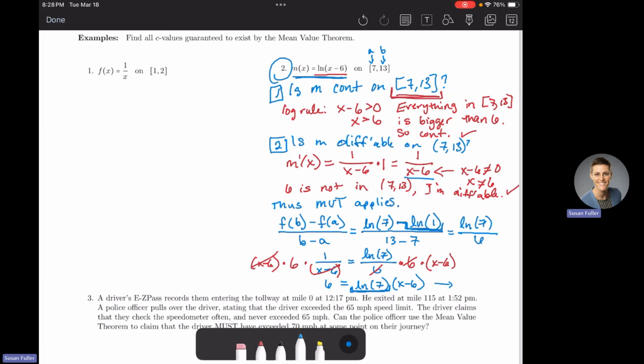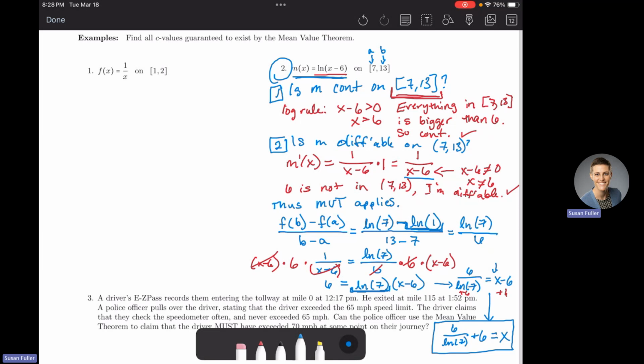So if I divide both sides by the natural log of 7 to get rid of that, I end up with 6 over the natural log of 7 on one side, and then I have x minus 6 on the other side. And now I want to solve for this x, so I'm going to add 6 to both sides. Sorry, I'm running out of space, so I'm going to come down here. I have 6 over the ln of 7 plus 6 is equal to x. This is my exact value of x.